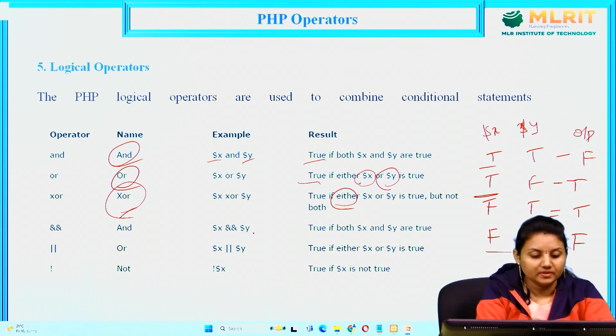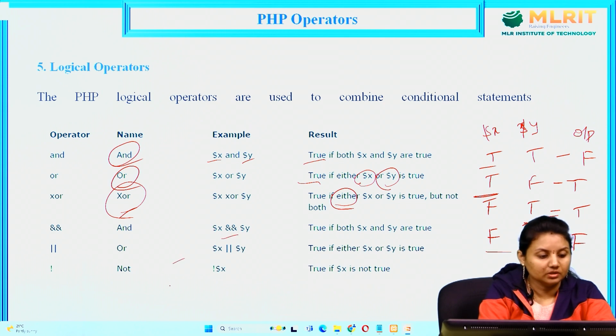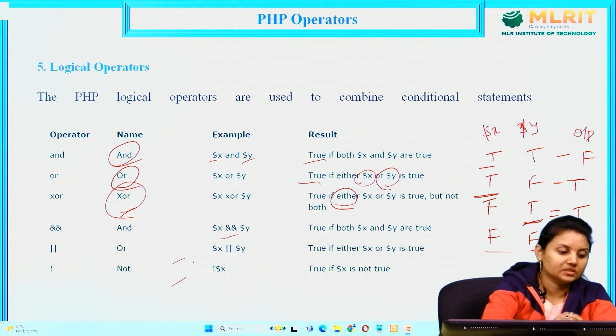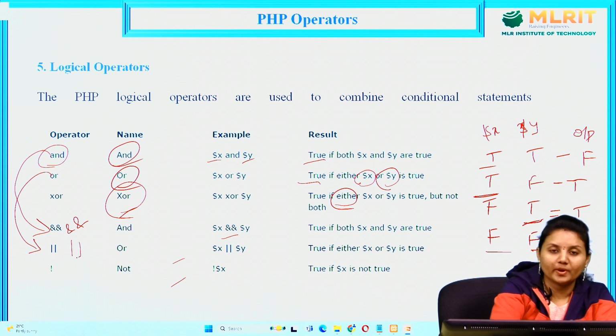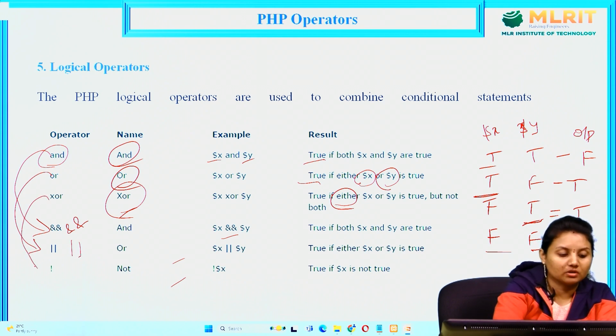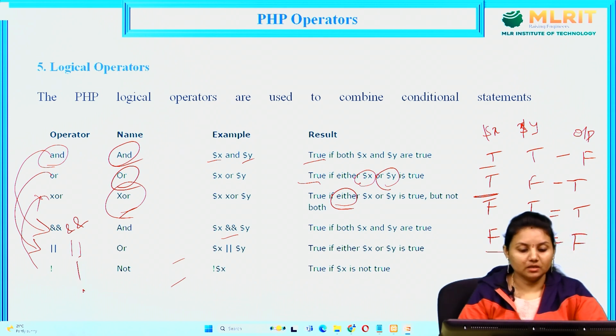Similarly, we have AND, OR, NOT. This is the operator which you are giving, and you can also give AND with two ampersand symbols, or OR with two pipe symbols, and XOR or not XOR, and NOT you can give with the exclamation symbol.